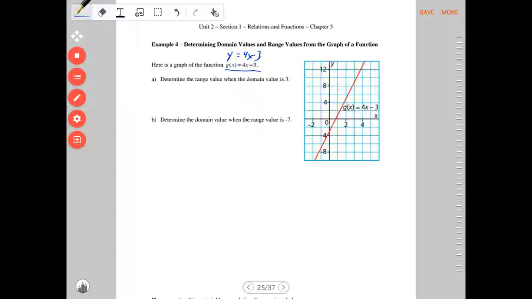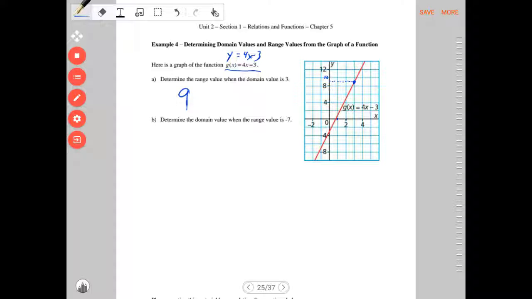So when the domain value is 3, what's the range value? What's the y value? We just look on the graph. So look, the x value is 1, 2, 3. So here, that's the range value. If we scroll that across, each of these ticks is 2, so that's 10. So the range value, when the domain is 3, looks like it's 9.